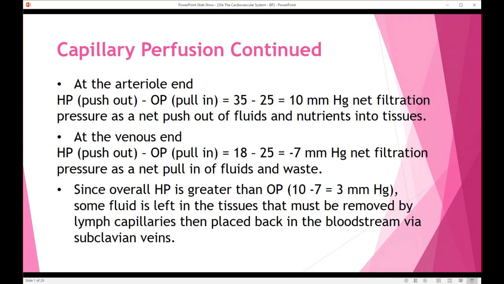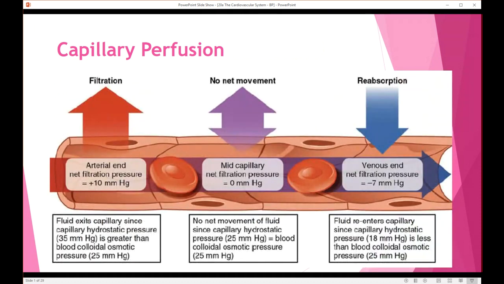That means that some fluid is going to be left within those tissues, and that's going to be removed by our lymphatic capillaries, and then it's going to be placed back in the bloodstream via the subclavian veins. Okay, so that's where lymph comes in. This is just a little diagram to help show you.